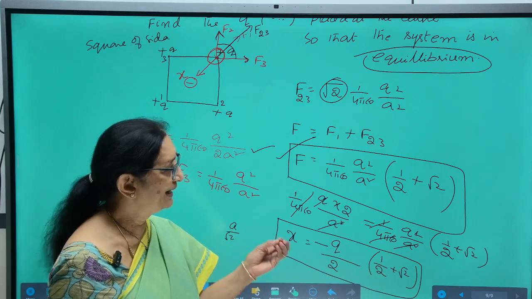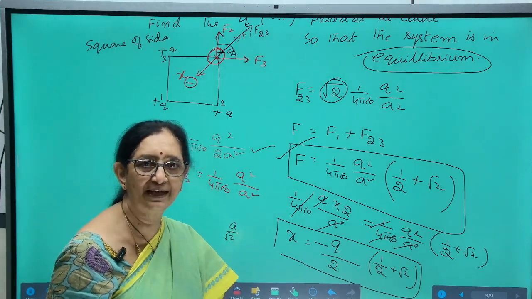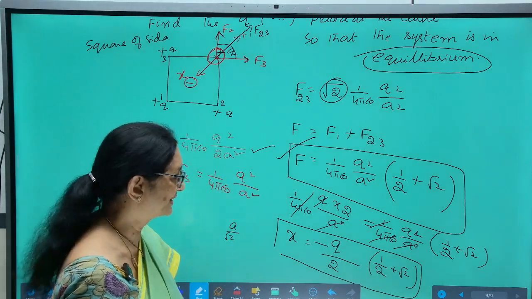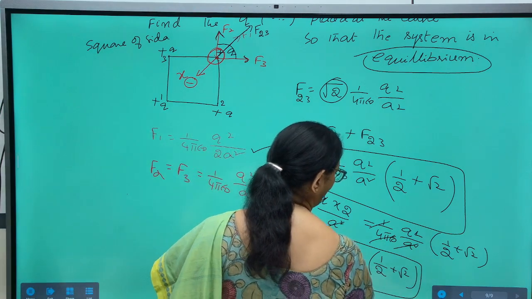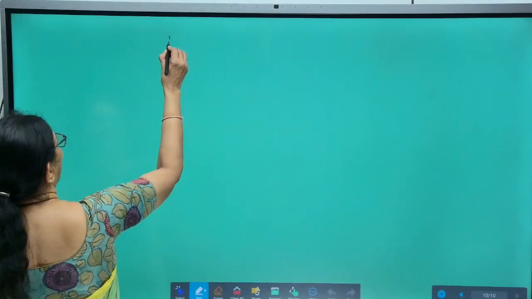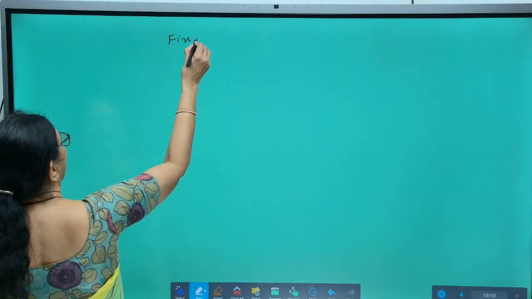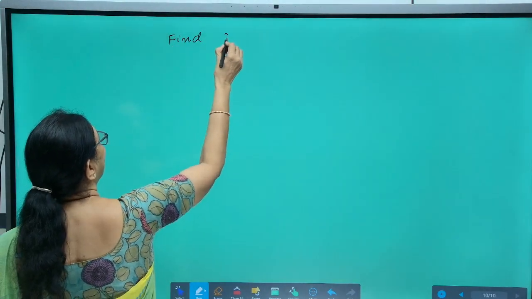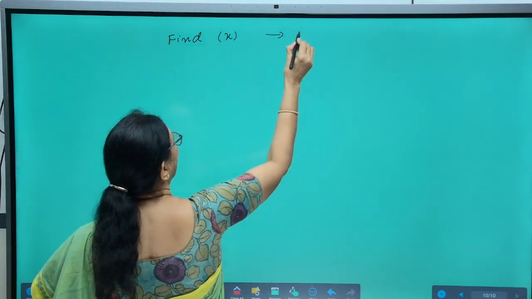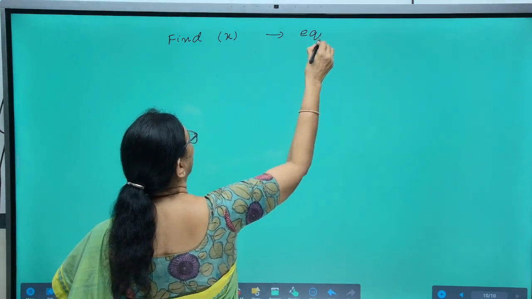Okay? I will explain two more similar models so that you will be perfect as far as this concept is concerned. Now, again, note down the problem. Find the charge placed at the center of an equilateral triangle so that the system is in equilibrium.